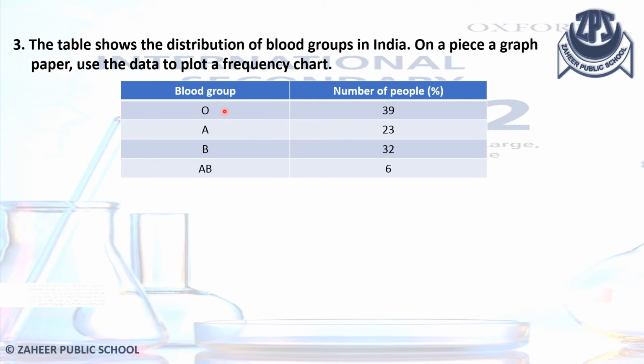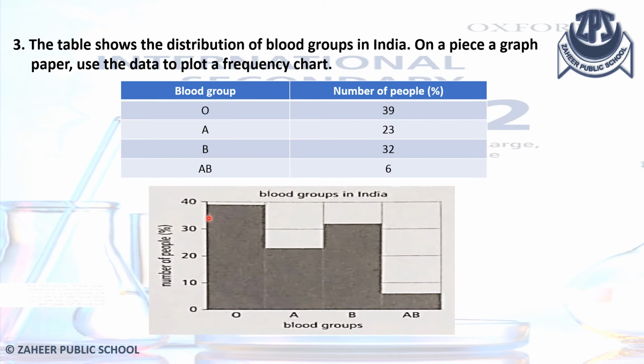You know that there are four different types of blood group: O, A, B, and AB, and there is a number of people having each blood group. So you have to plot this chart on graph paper with the help of this table. How will you make this? You have to make a bar graph with the help of these readings.